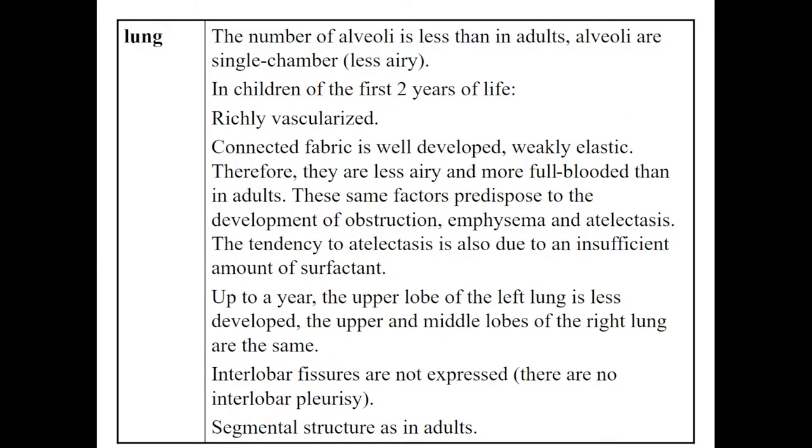Lung. The number of alveoli is less than in adults. Alveoli are single chamber and less airy. In children of the first 2 years of life, the lung is richly vascularized. Connective tissue is well developed but weakly elastic. Therefore, the lungs are less airy and more full-blooded than in adults.